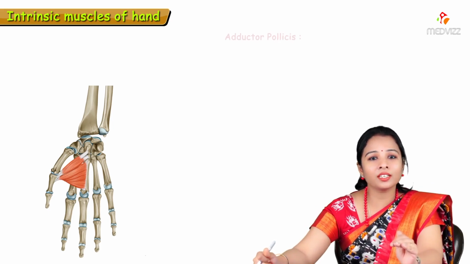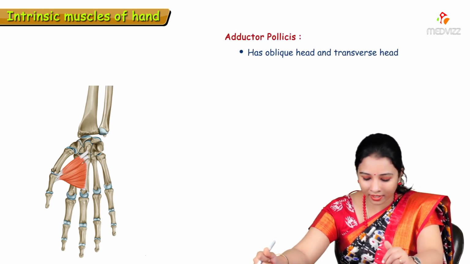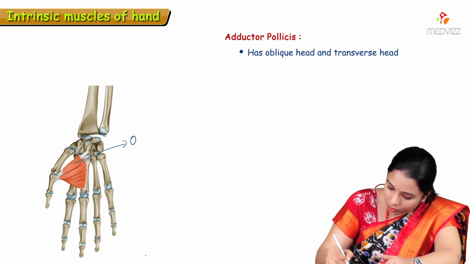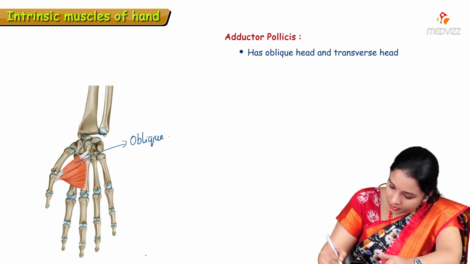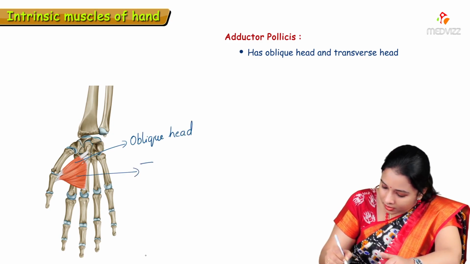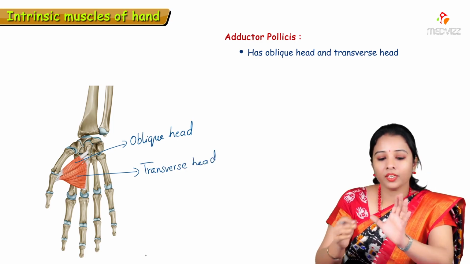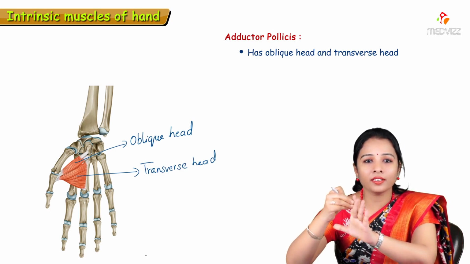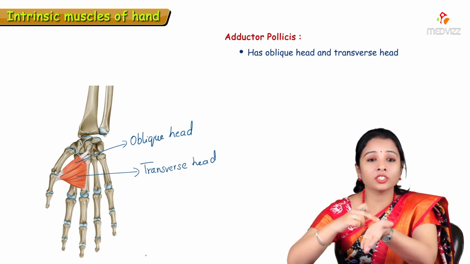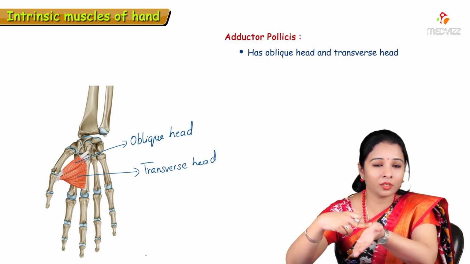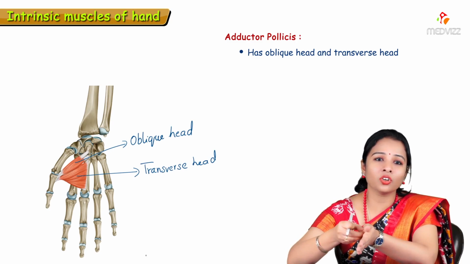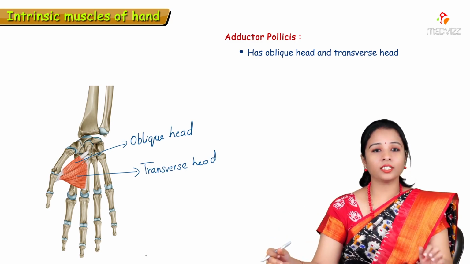So the adductor muscle has an oblique head and a transverse head. This one is the oblique head, two heads it has got, and this is the transverse head, and it is mainly occupying the web space between the thumb and the index finger. So here it is present. It is not present in the thenar eminence. Contraction of this muscle will help in adduction of the thumb. So that is the adductor pollicis.